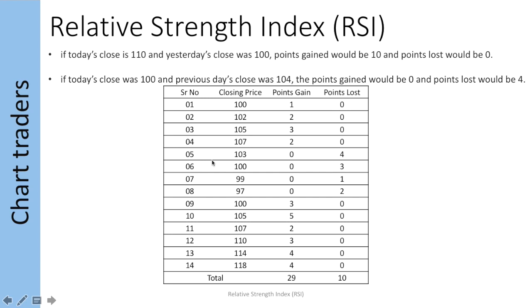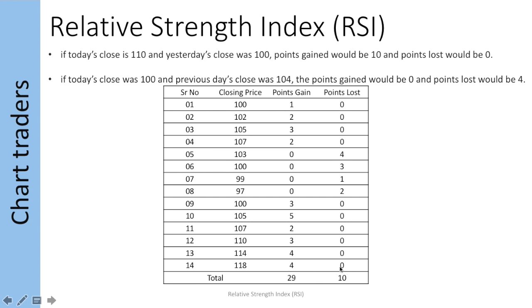Okay, now we have 14 days of closing prices. On day 1 the previous day, that is the 0 index, closing price is 99, so the point gain is 1. On the next day the closing price is 102, so the point gain is 2. Next day 105, so the point gain is 3, and so on. Here the close price is 100, so the point loss is 3. So we are calculating the point gain and point loss over 14 days.